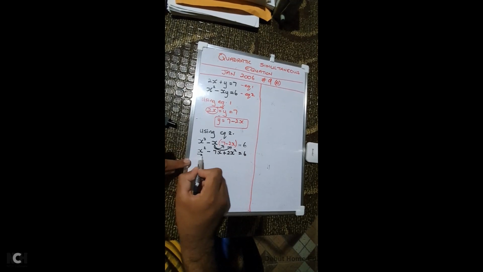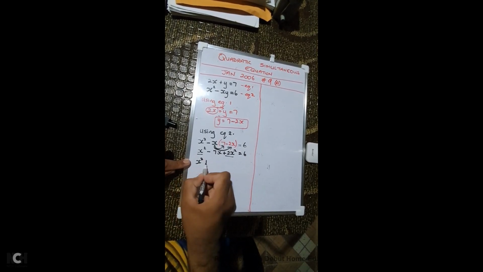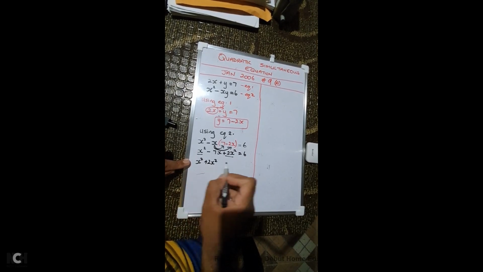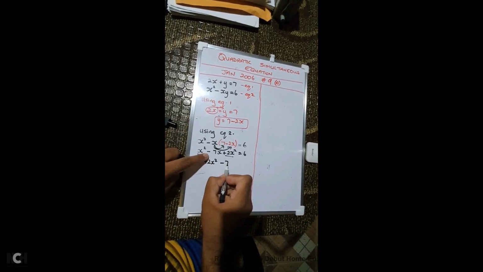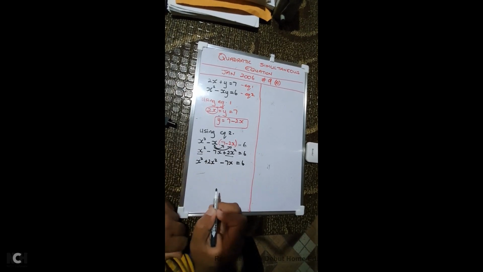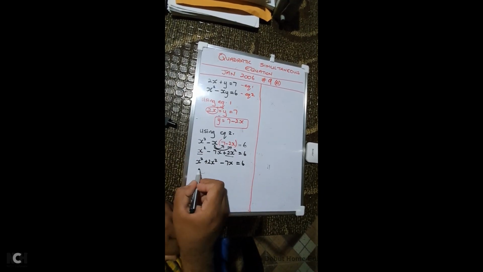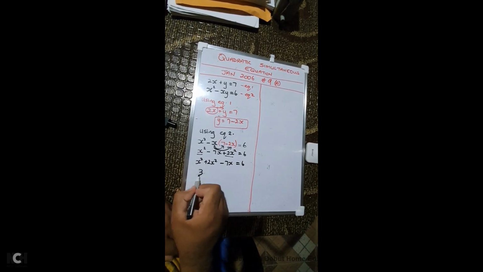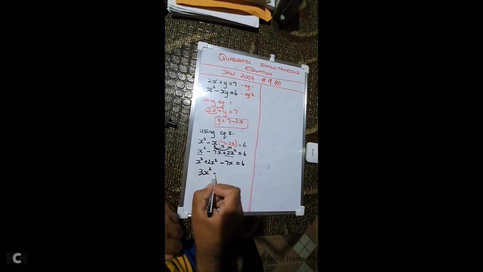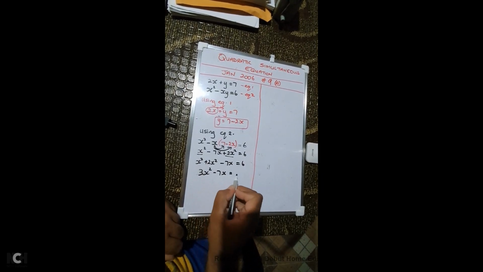Now, if you notice, we have an x squared and we have another x squared here. So we can say x squared plus 2x squared, we just regroup, then this remains, so minus 7x is equal to 6. So we can simplify this. x squared plus 2x squared is like saying a mango plus 2 mangoes, which will give us 3 mangoes, minus 7x is equal to 6.